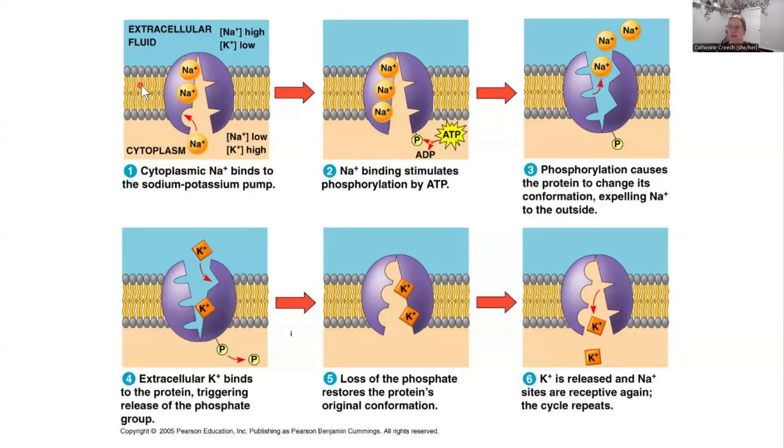Here's outside the cell. This is my phospholipid bilayer. Here's my carrier. So I'm going to add 3 sodium. I'm going to use an ATP. And as I use that ATP, this is going to change shape, and now the sodium is released. When the sodium is released, potassium will bind to the other side, 2 potassium for 3 sodium. When the potassium binds, it moves back to its resting shape, and now the potassium can enter the cell. So 20% of your cell's energy is used doing just this.